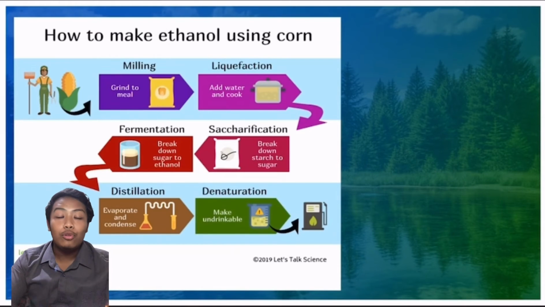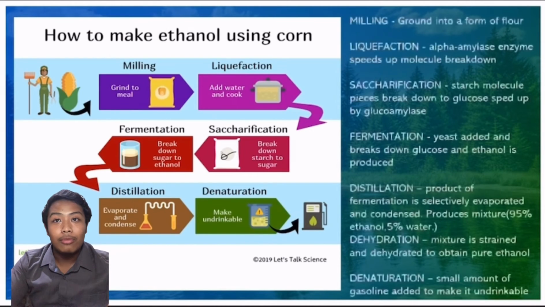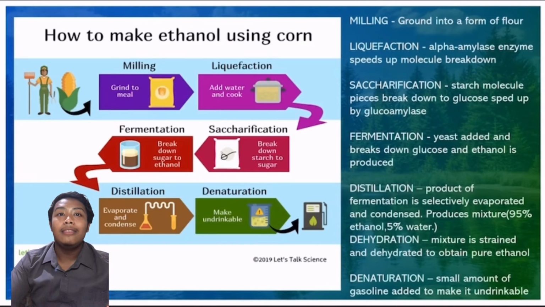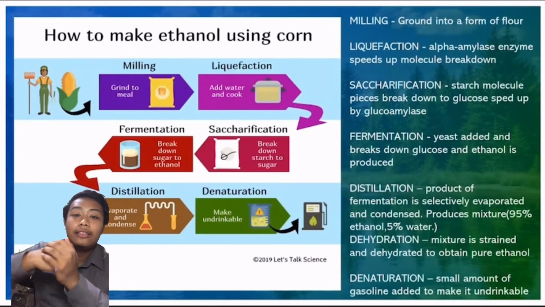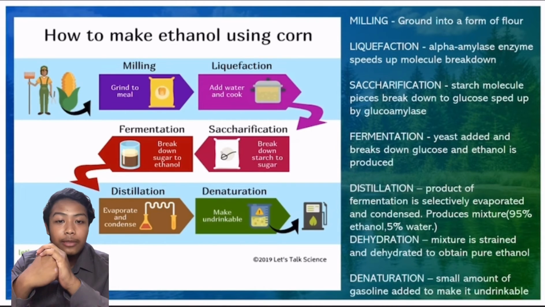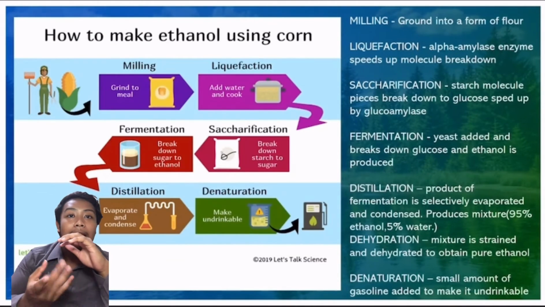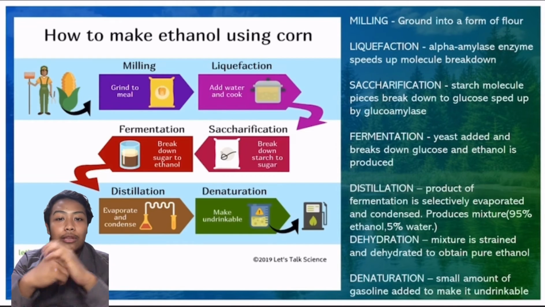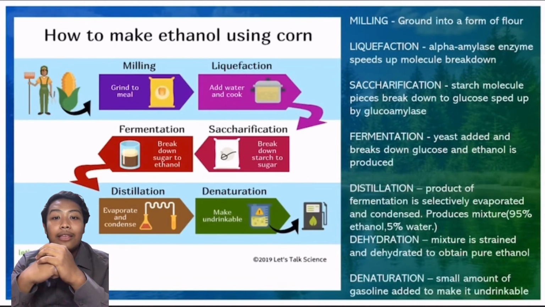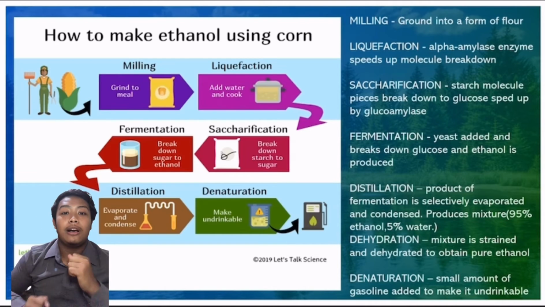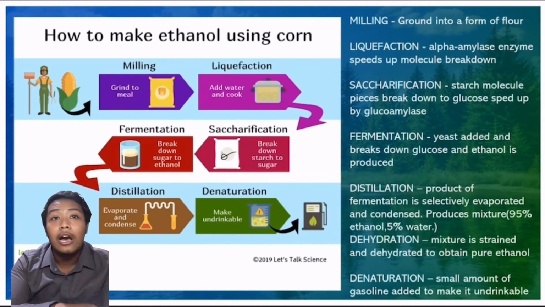Now, let us see how to produce ethanol from corn. We start with the process milling. In this process, they ground the corn until it becomes a form of flour, which is meal. Next, the process liquefaction. Water is added to the meal to make slurry. The slurry is then heated to break long starch molecules into smaller pieces. Then, they use alpha amylase enzyme to speed up the breakdown of starch molecules. Afterwards, the process saccharification. The starch molecule breaks down into glucose, catalyzed by glucoamylase.